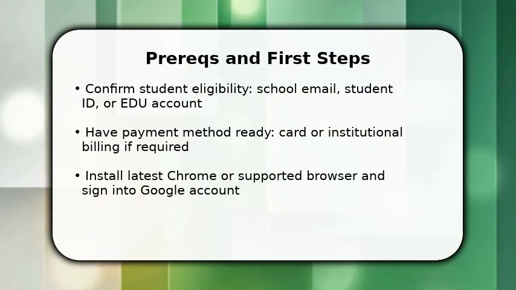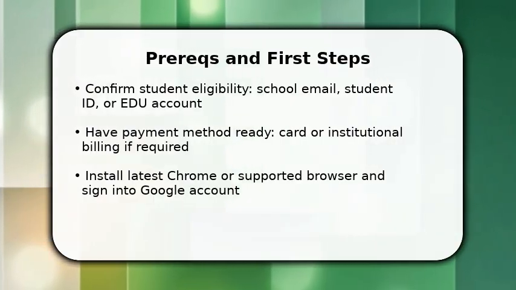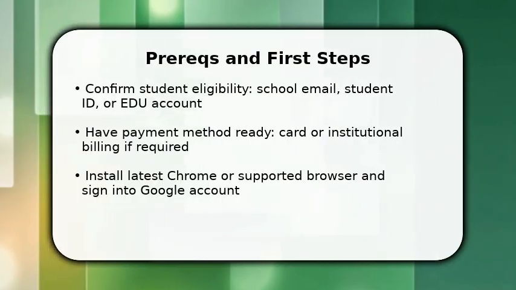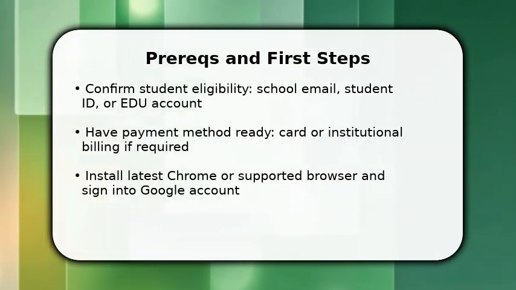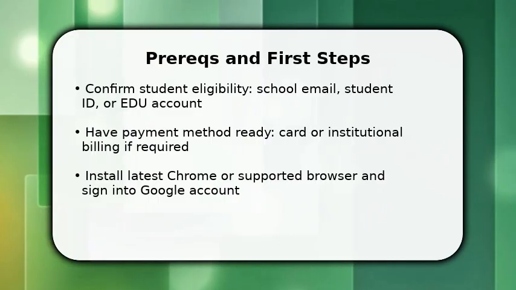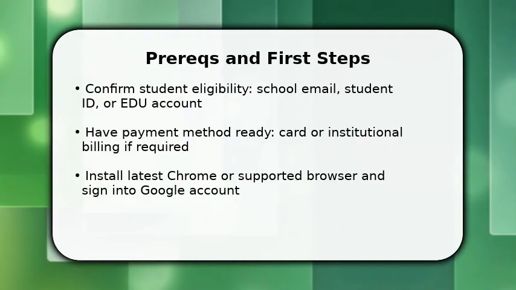You start by confirming eligibility using your school email or student ID that establishes access. Next, make sure you have a payment method or institutional billing set up because some plans require verification. Once done, open the latest Chrome or another supported browser and sign into your Google account.